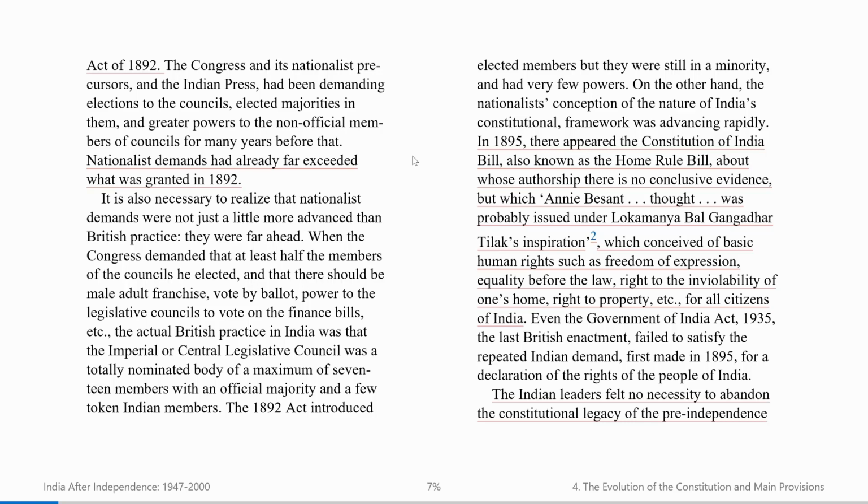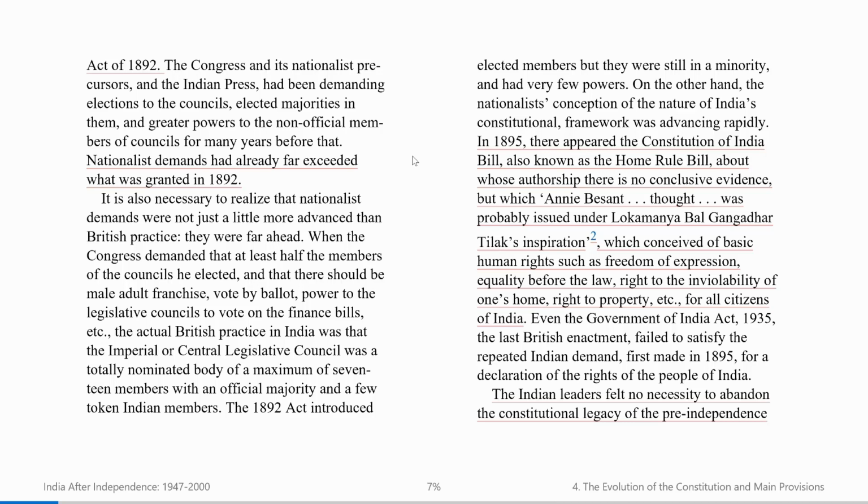Freedom of speech and expression, because of the Vernacular Press Act, that you can't write, you can't speak what you think. It will be put under sedition charges. Equality before law, because of the Ilbert Bill, that an Indian judge cannot even try a European. Forget about having equality with them. Right to inviolability of one's home, because the police used to just barge into your home and take away anything without a warrant, right? So the right to property again was big as a result of that.